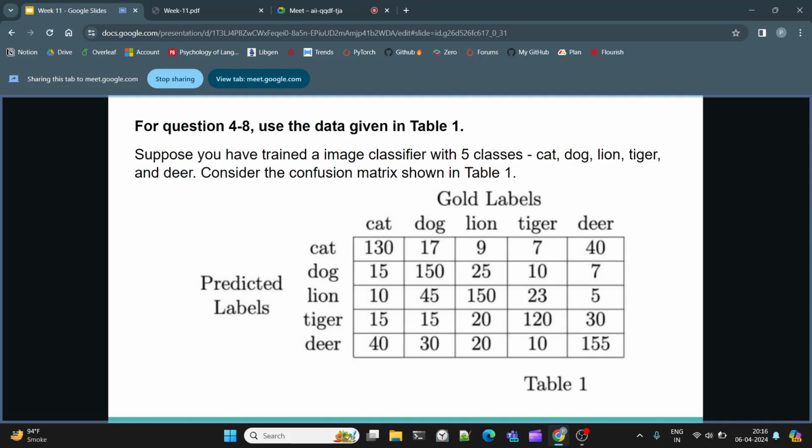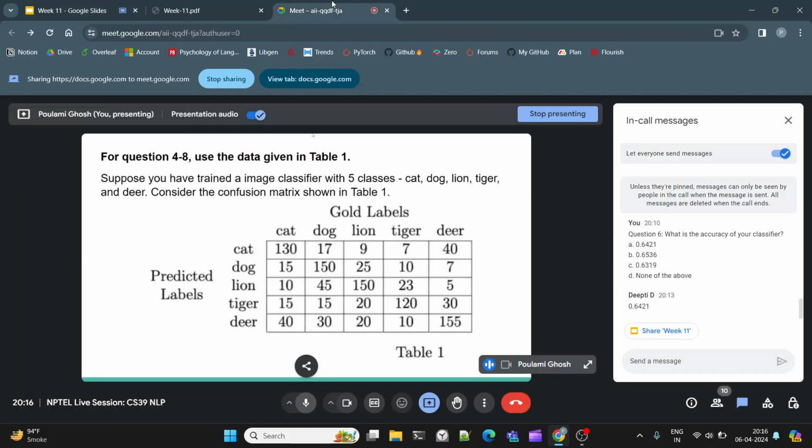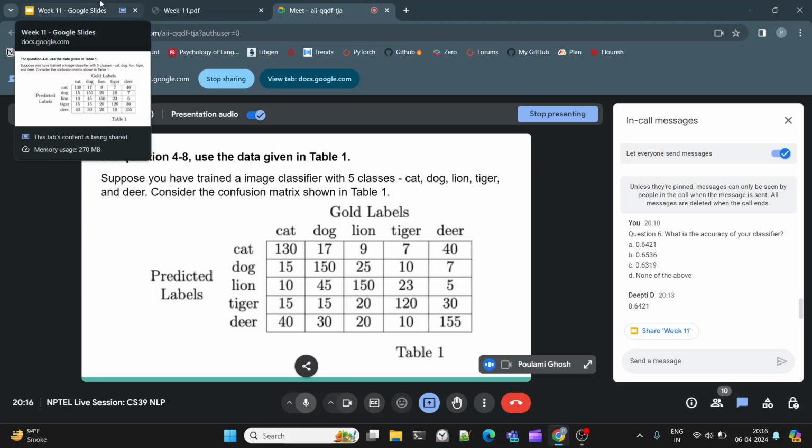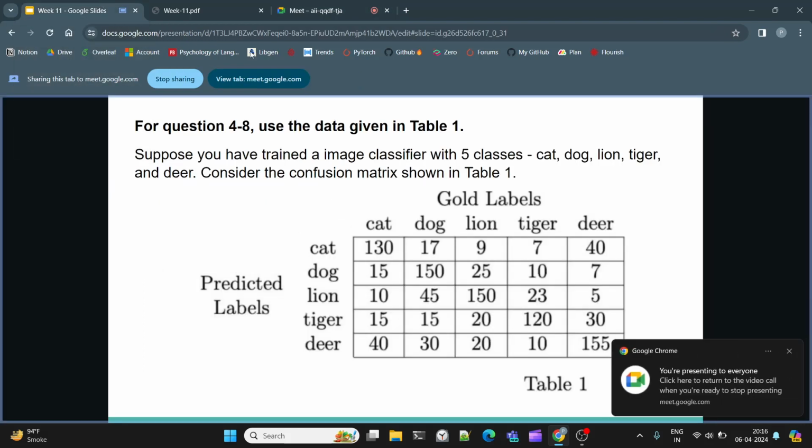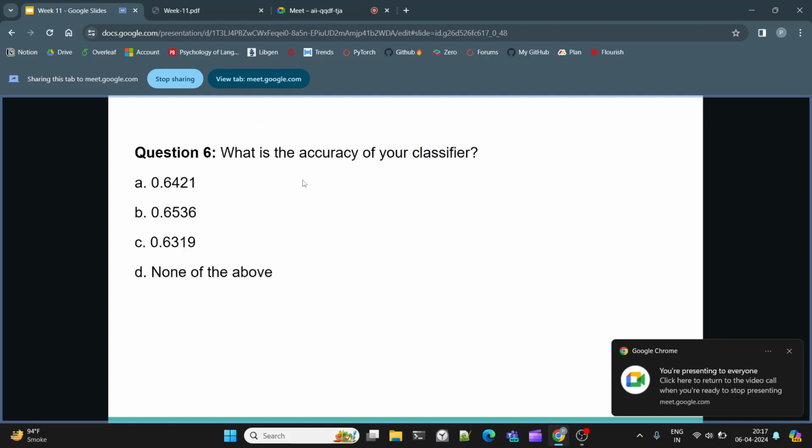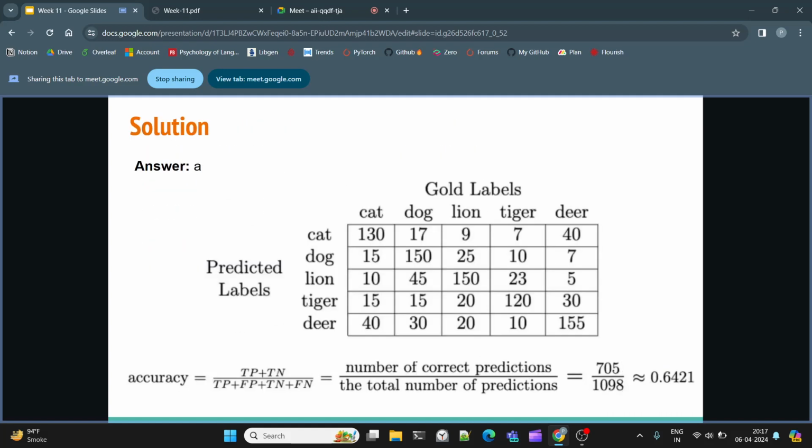Okay, yeah, that's correct. Would anybody else in the live session like to add on to what Deepthi said? Okay, so let's just discuss the solution. I would just be repeating what Deepthi said.